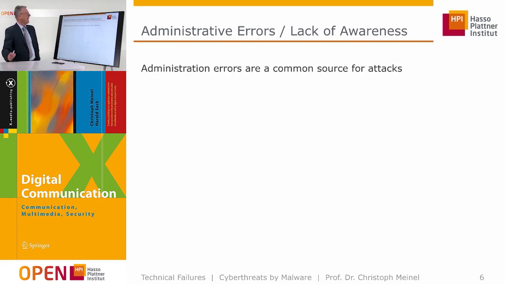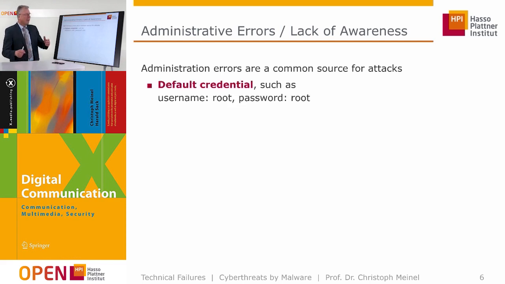Administrative errors also provide possibilities for attackers, like lack of awareness. So administration errors are a common source for attacks. For example, default credentials, such as username root, password root. These are well known when a system is spied on. There are default settings that the user, after installation of the system, can start to configure. And of course, the default credentials and default access ways need to be closed, otherwise all people that know the default credentials can access and misuse the system.